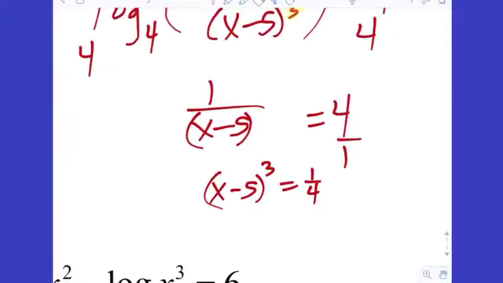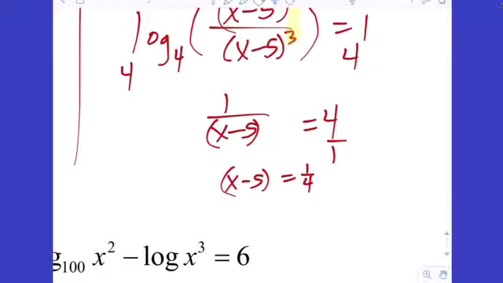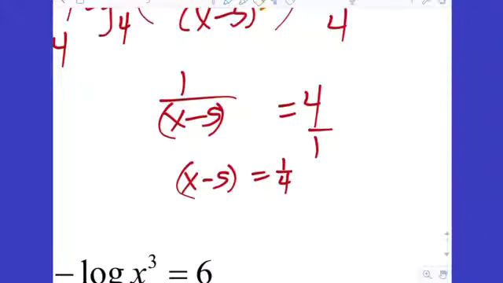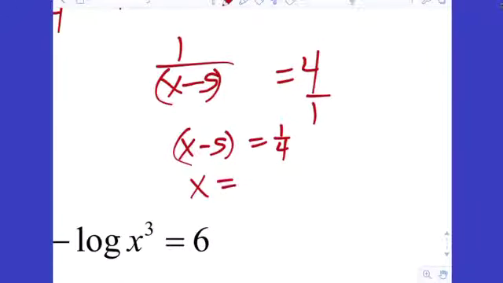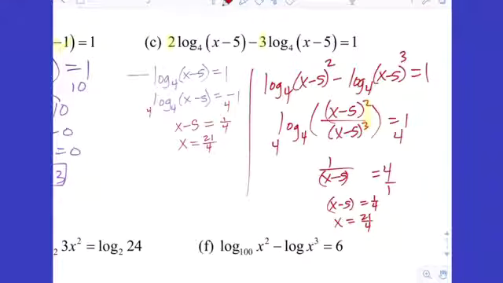Oops, it's not cubed anymore, sorry. We divided it out. That was my bad. And so x minus 5 equals 1/4. And now if you add 5 to both sides, you get 21/4 again. So you'll get the same answer. And then, of course, you'll check your answer and make sure it's right.